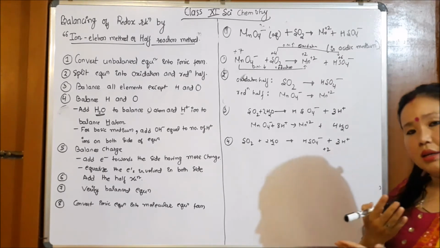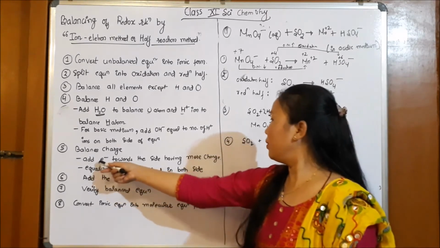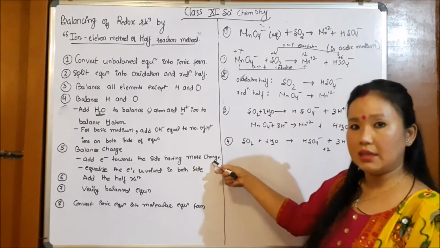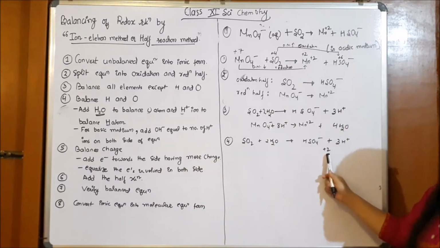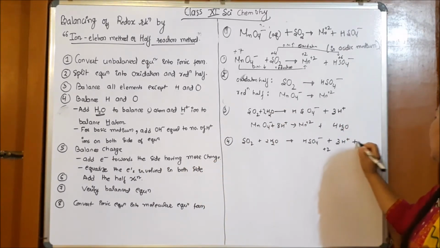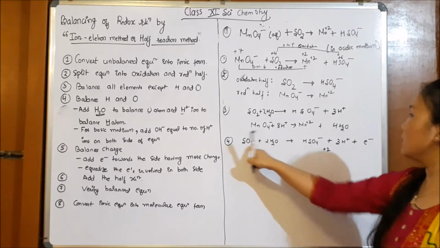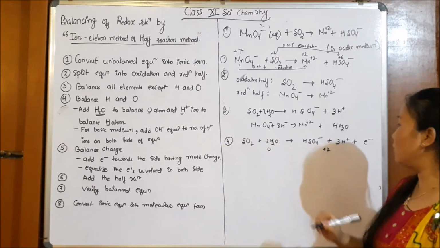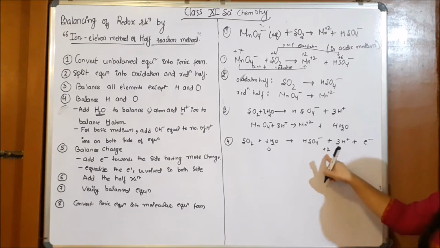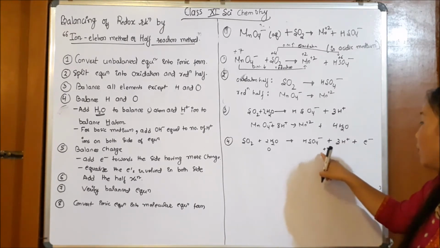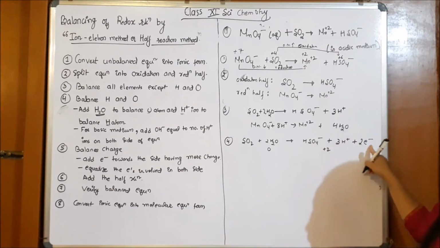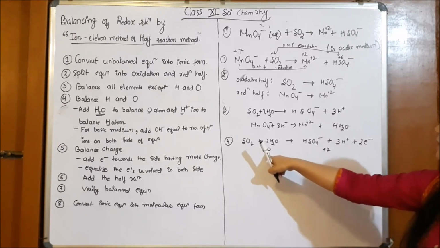Now you need to add electrons. Where do you need to add electrons? Where the charge is greater. Okay? So here the charge is greater. So here you need to add electrons. Now how many? Here how much is there? There is no charge, right? Here it is 0, here it is plus 2. So to make this 0, how many electrons do you need to add? Plus 2, so 2 electrons need to be added. Understood? Because here the charge is 0.